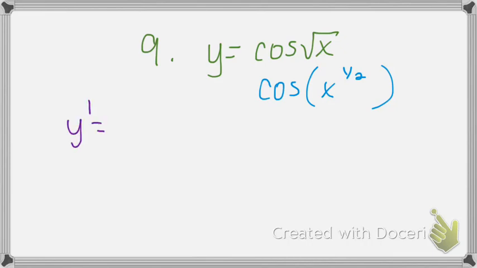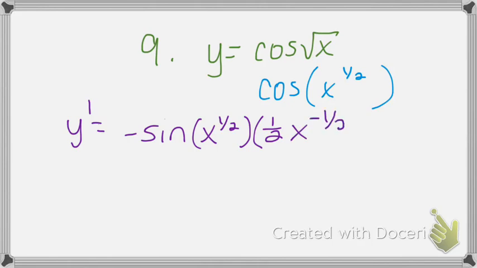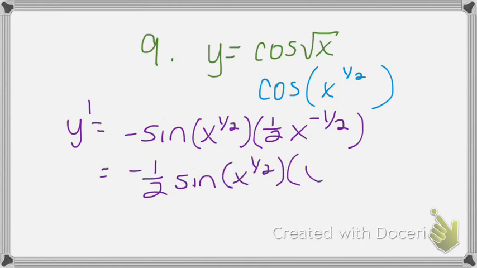So here I do the derivative of cosine of something, which is negative sine, and you leave the x to the 1/2. But then I multiply by the derivative of x to the 1/2, which is 1/2 x to the -1/2. You can multiply the 1/2 and the negative together, so I would get -1/2 sine of x to the 1/2 times x to the -1/2.